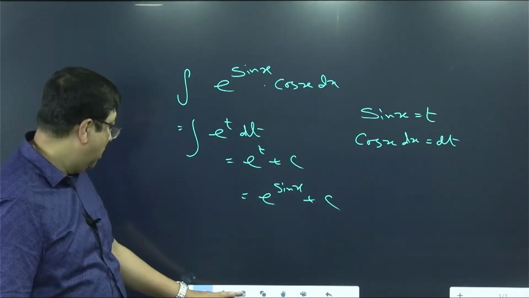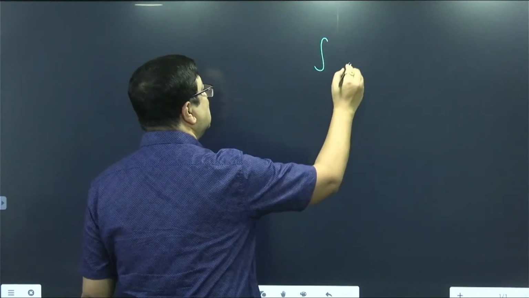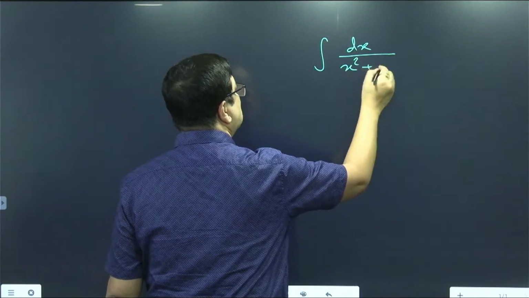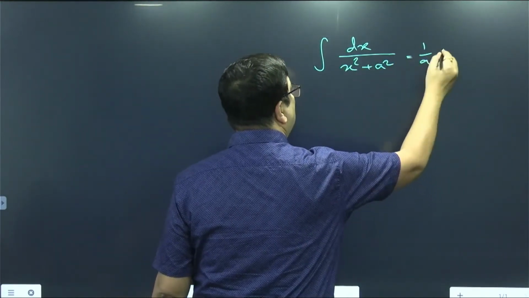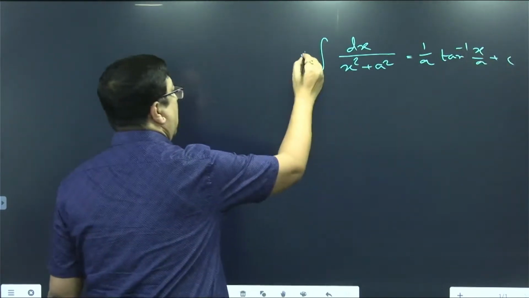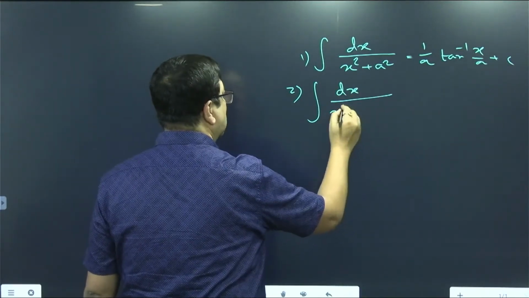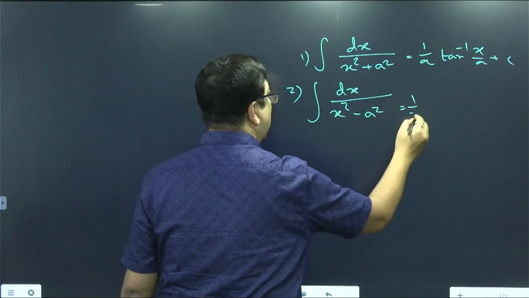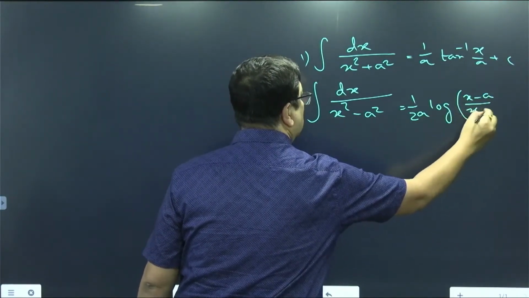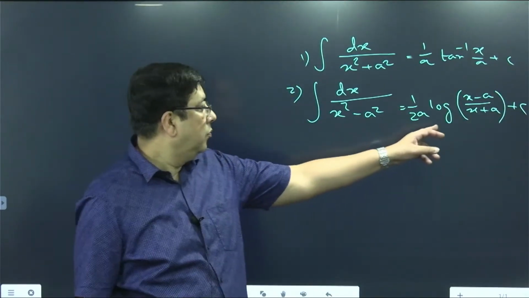So let's go to the next formula of substitution, which are the most important. There are such 6 formulas. Write down dx by x square plus a square is 1 by a tan inverse x by a plus c. Number 2, dx by x square minus a square is 1 by 2a log of x minus a by x plus a plus c.